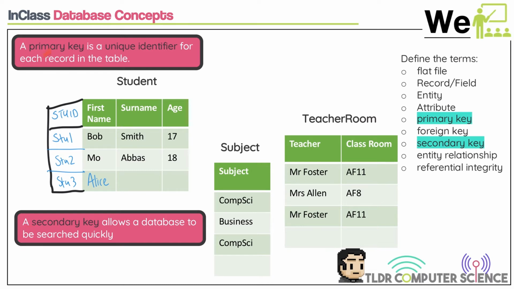So we've got a primary key is the unique identifier. So how do I identify Mo? Mo is STU2. How do you identify yourself in an exam? You don't do it by your name, you do it by your student number.